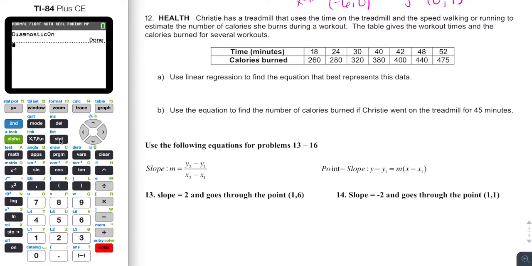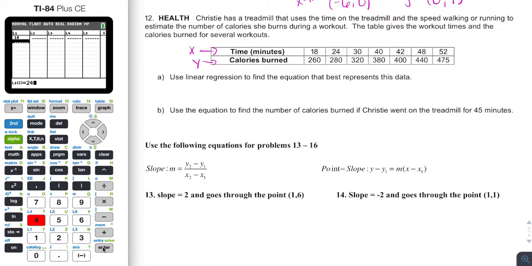So then we're going to enter this information into our stat edit function. So the top here, these are our x coordinates. And then the bottom is going to be our y's. So our x coordinates are going to be 18, 24, 30, 40, 42, 48, and 52. Okay, so those are our x coordinates.